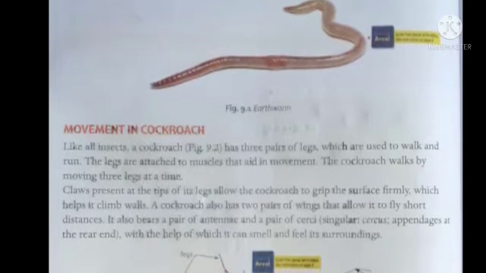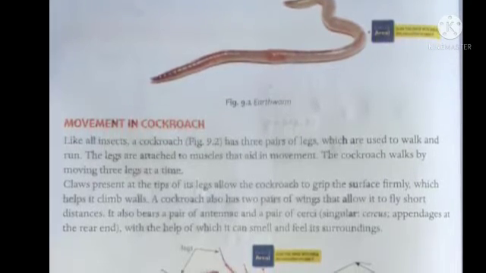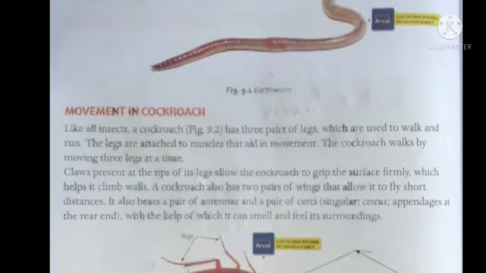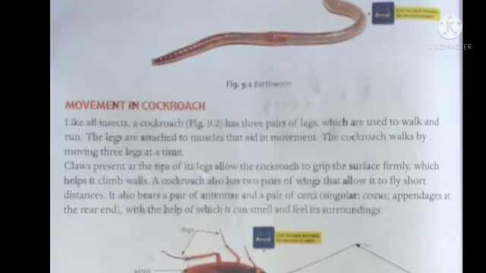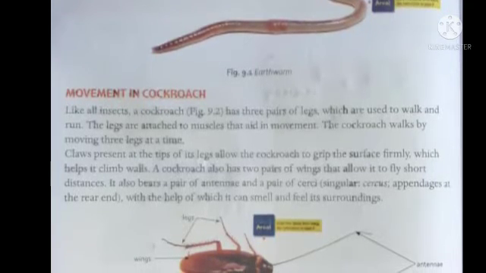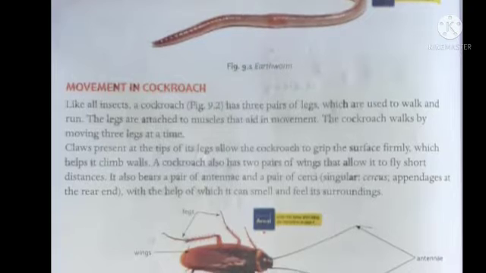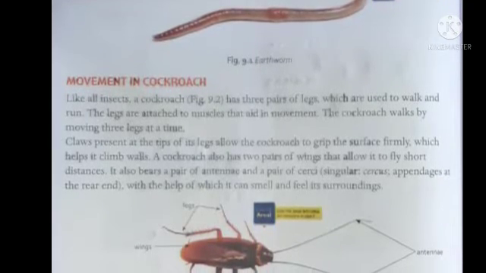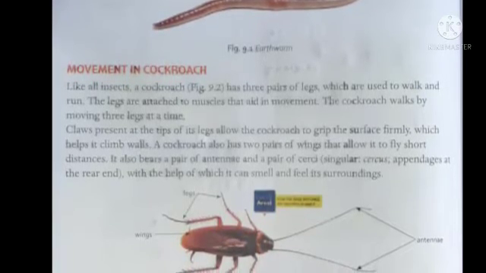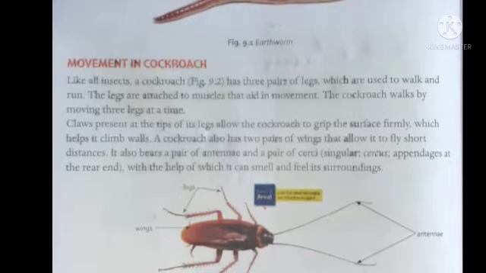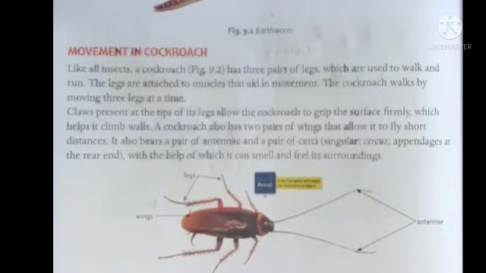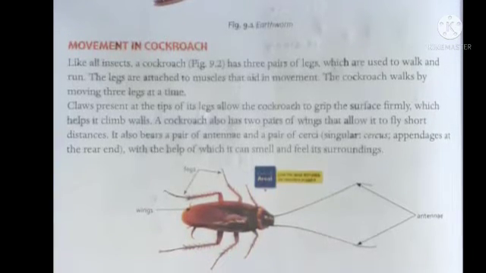Now students, how do cockroaches move? Like all insects, cockroaches have three pairs of legs, which they use to walk and run. The legs are attached to muscles that help in movement. A cockroach walks by moving three legs at a time. Claws present at the tips of the legs allow the cockroach to grip the surface firmly, which helps in climbing walls. Now students, a cockroach also has two pairs of wings that allow it to fly short distances.